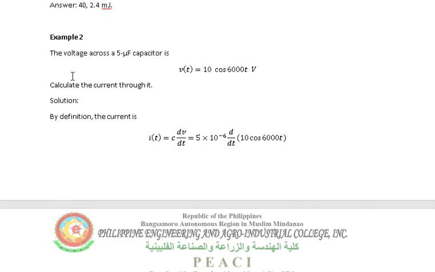So example number two, we have here the voltage across a 5 microfarad capacitor is given by this equation. We have 10 cosine of 6,000 t volts. Then calculate the current through it. So if you have this equation, then you are asked to find the value of current. You will just have to use this equation to find the value of current.